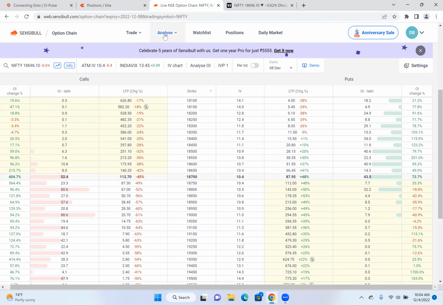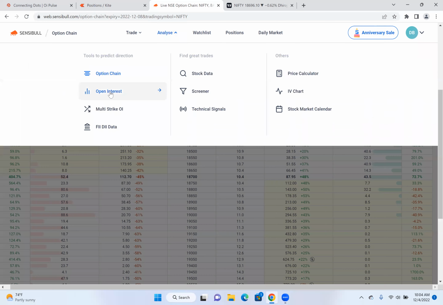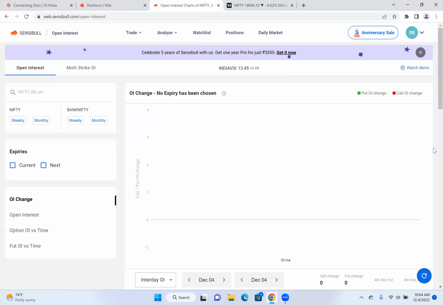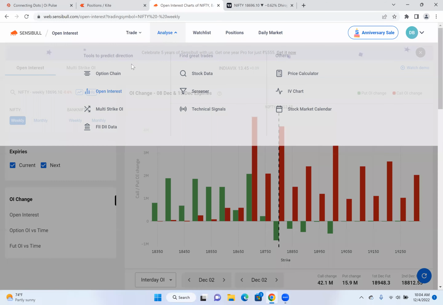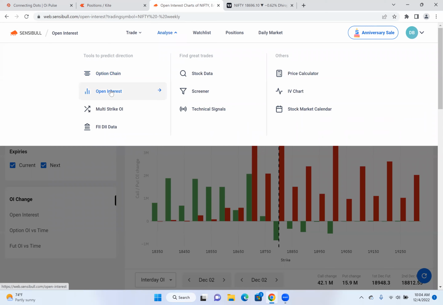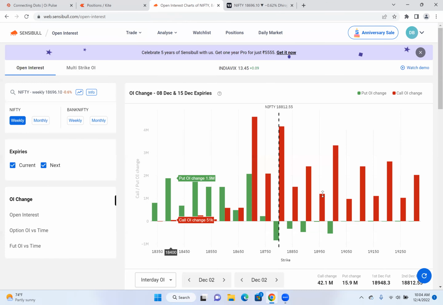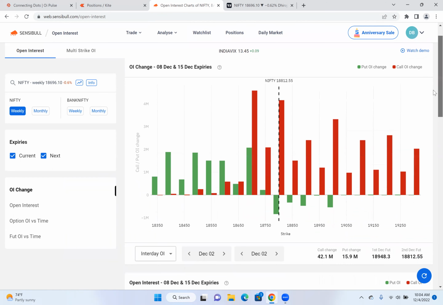Now, the same thing you can look at in the form of a graph, which is a much better visualization. Okay. So this is a simple visualization. You just go here, you look at analyze, and instead of option change, you just look at open interest. So this is just giving you the bar graph of OI. Red is call, green is put. Okay. So this is very easy to visualize.